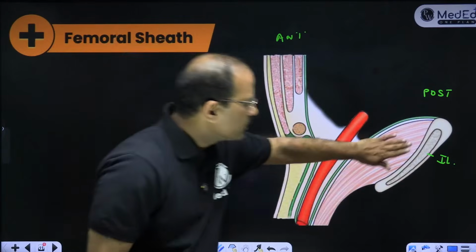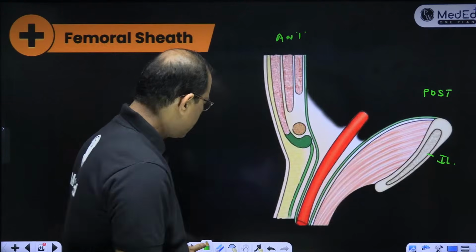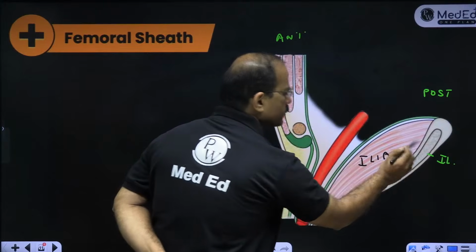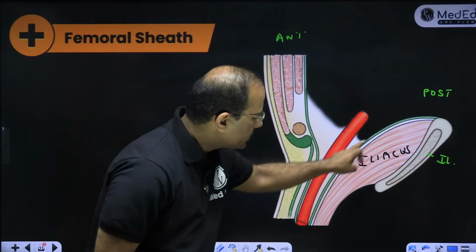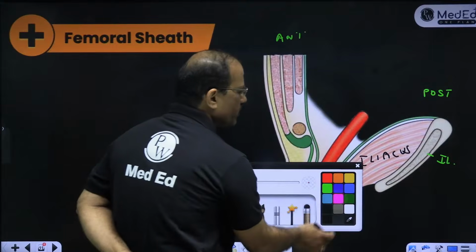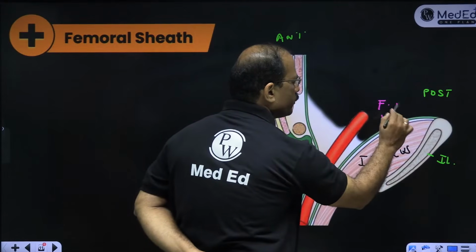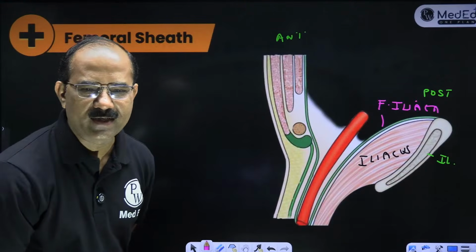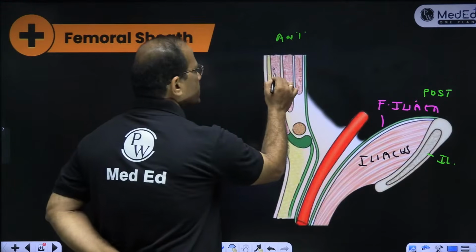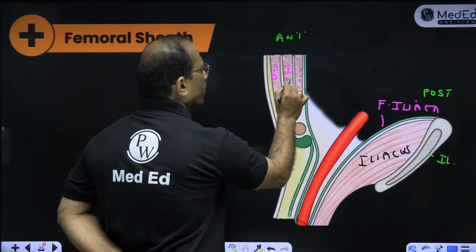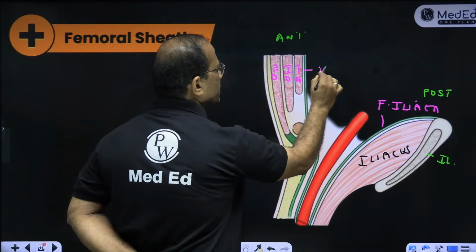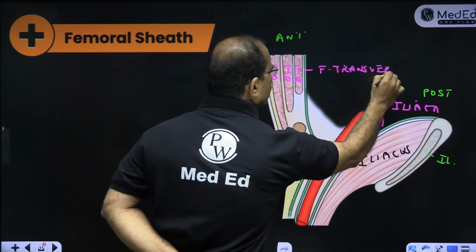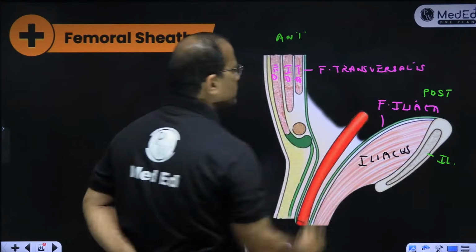What is this muscle? This is the iliacus. And over the iliacus there is a fascia. What is this fascia known as? This fascia is known as the fascia iliaca. That's the fascia iliaca. This is external oblique, internal oblique, transverse abdominis. This is the fascia transversalis.